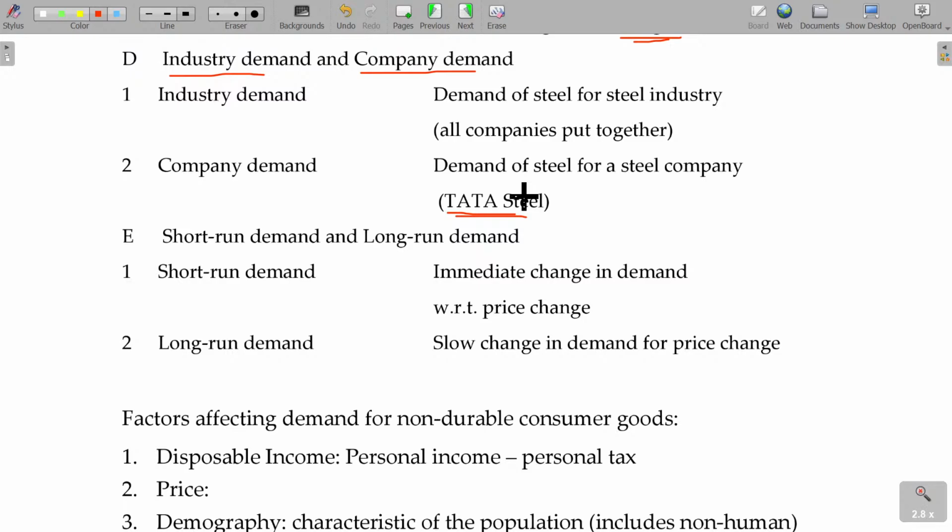In steel, we have a number of steel companies like Tata Steel, SAIL, JSW, Welspun Gujarat. The demand for each and every steel company will come under company demand. Demand for all the steel companies will come under industry demand. Hope you can understand. Demand of steel for the steel industry, all companies put together. Demand for steel of a steel company like Tata Steel alone is called company demand.